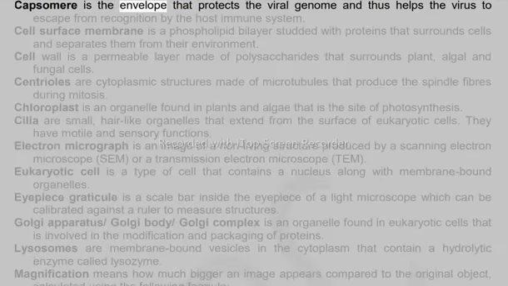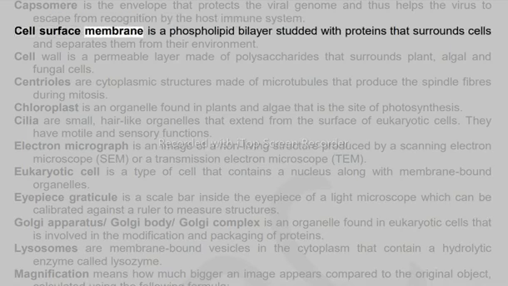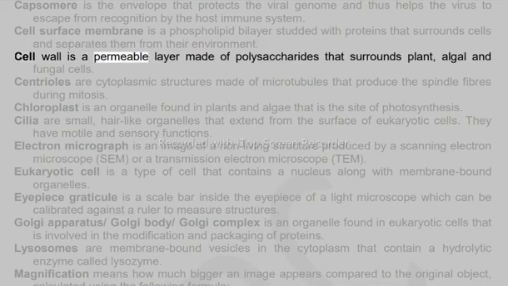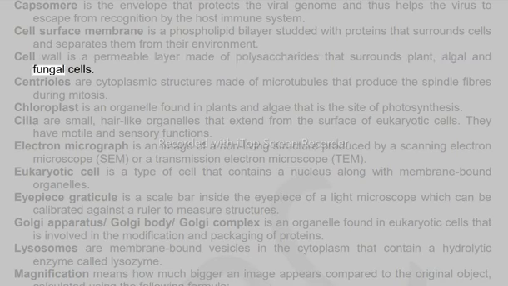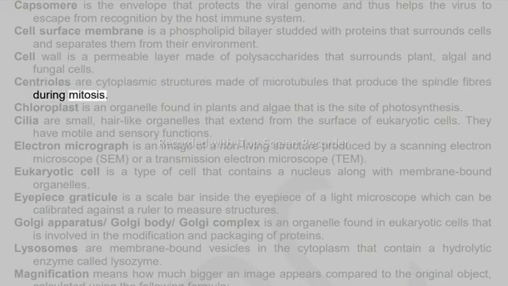Capsomere is the envelope that protects the viral genome and thus helps the virus to escape from recognition by the host immune system. Cell surface membrane is a phospholipid bilayer studded with proteins that surround cells and separates them from their environment. Cell wall is a permeable layer made of polysaccharides that surrounds plant, algal and fungal cells. Centrioles are cytoplasmic structures made of microtubules that produce the spindle fibers during mitosis.